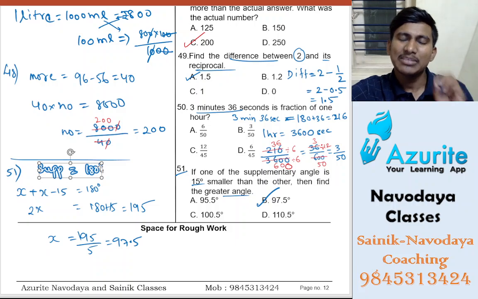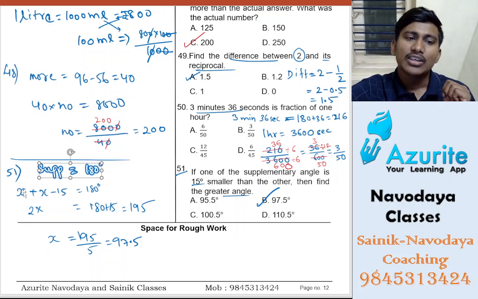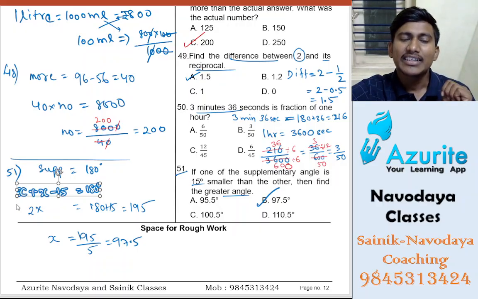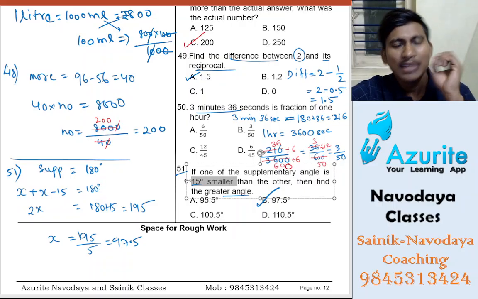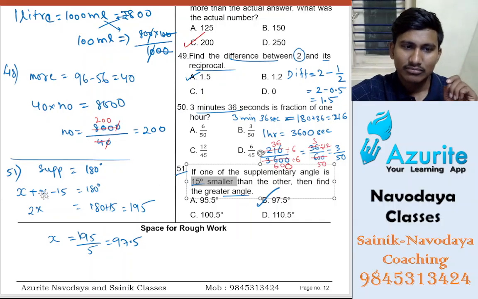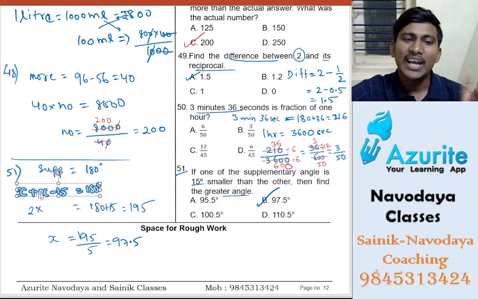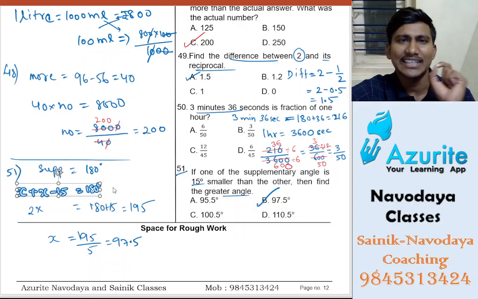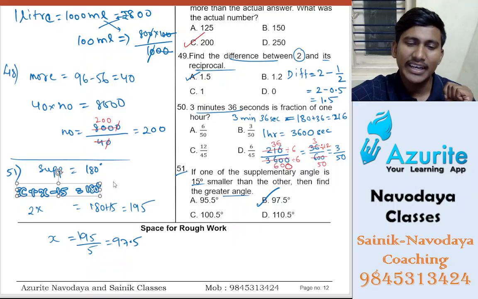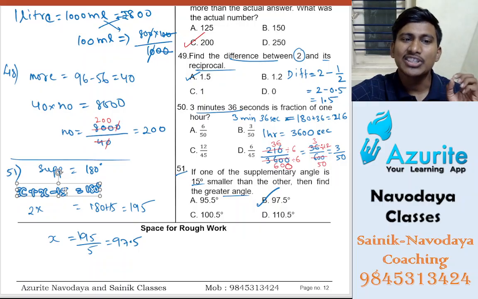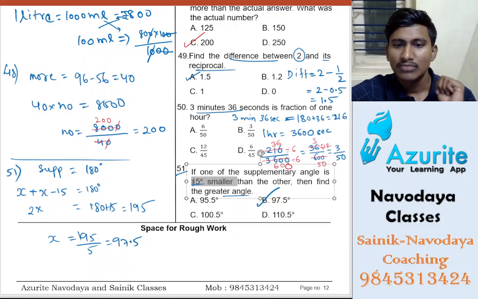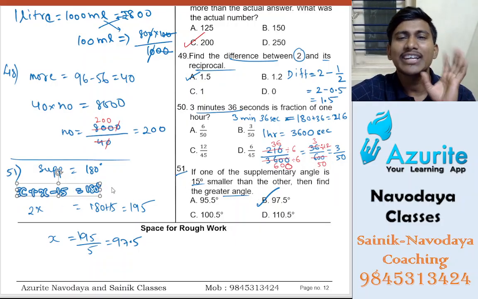So supplementary means 180 degrees, we know. If you take the bigger angle as x, the other angle is x minus 15, 15 degrees smaller. So if you add them both, you should get 180 degrees. That is the supplementary angle, right? So one angle is x, the other angle will be 15 less.